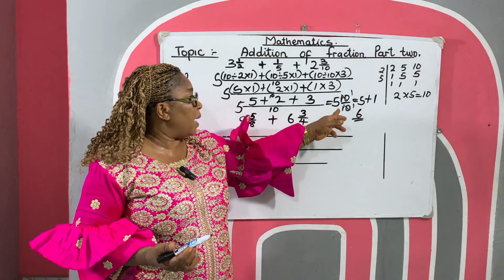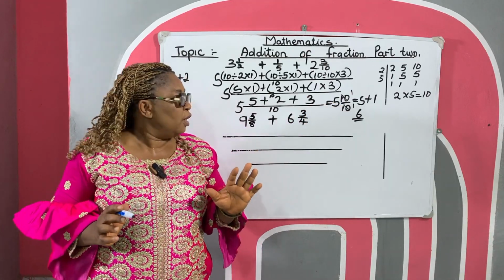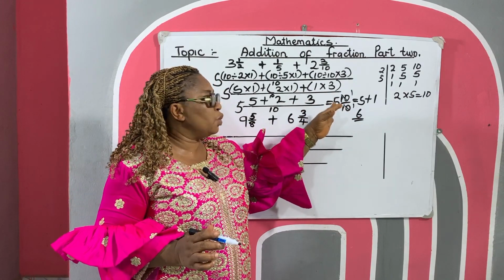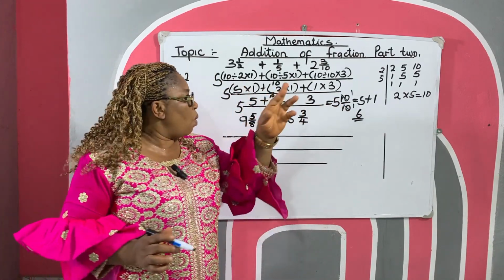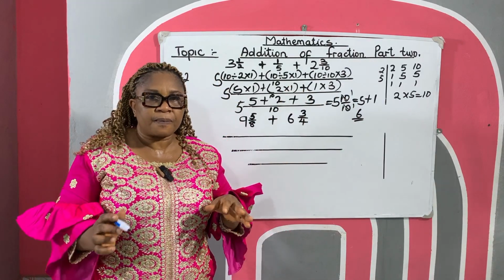Not 5 whole number, 10 over 10. No. You have to reduce it to the lowest term. And when you reduce it, you get 1 whole number. Then 1 whole number plus that 5 whole number.